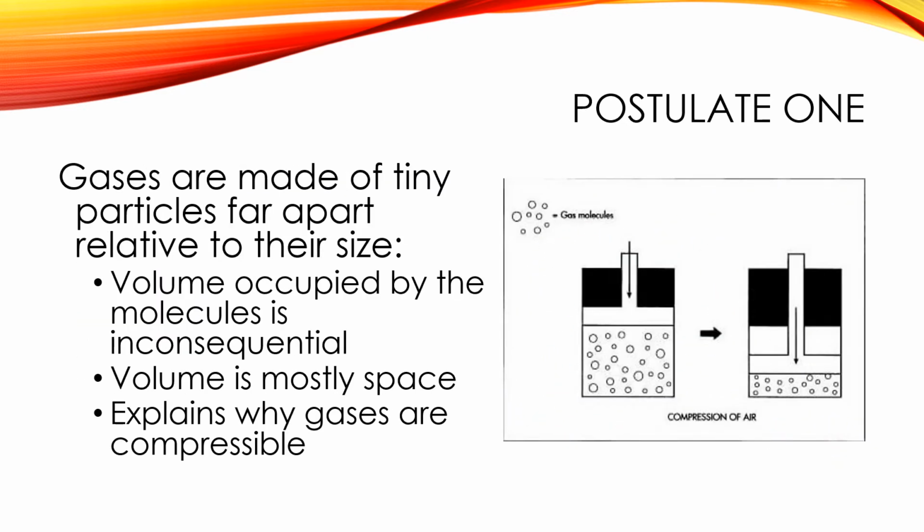So there are 5 postulates that the kinetic molecular theory follows. Postulates are just like rules. So the first one, gases are made up of tiny particles far apart relative to their size. The volume they occupy is not important, inconsequential. Volume is mostly empty space, and this explains why gases are compressible, as you guys can see from the picture here.